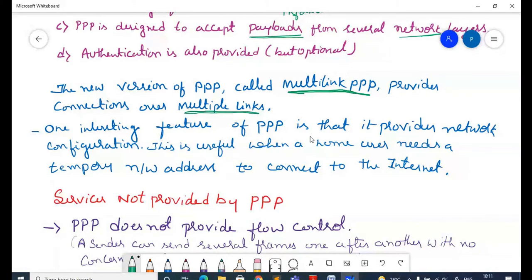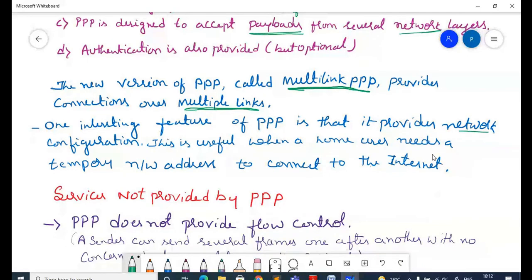One interesting feature of point-to-point protocol is that it provides network configuration. It supports network configuration. We are going to discuss in detail what the meaning of configuration is when I go to the frame structure. This is useful when a home user needs a temporary network address to connect to the internet. Whenever a temporary internet connection is required, that is also supported by point-to-point protocol by setting the proper network configuration.